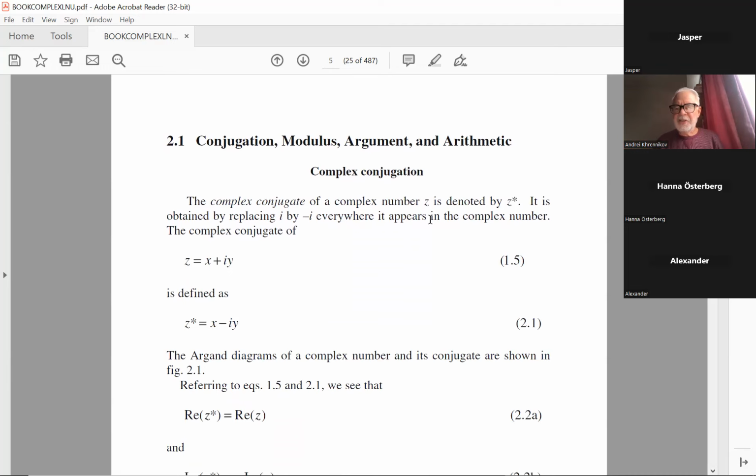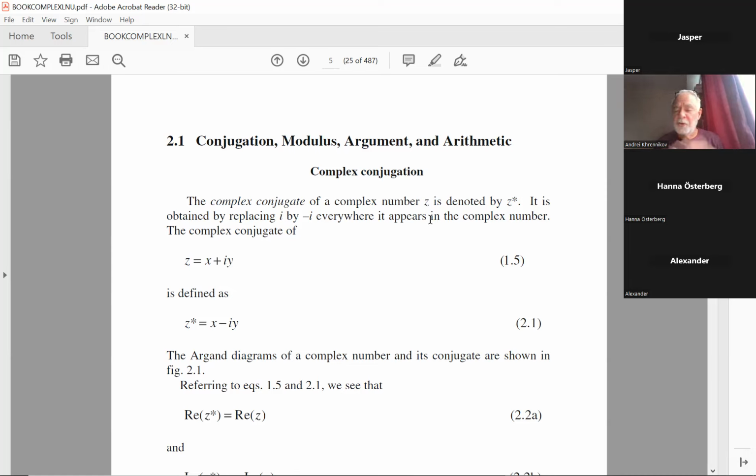Now we start operations on complex numbers. Those who had some course in algebra maybe have the notion of a field, a number field. So, for example, real numbers are a number field.